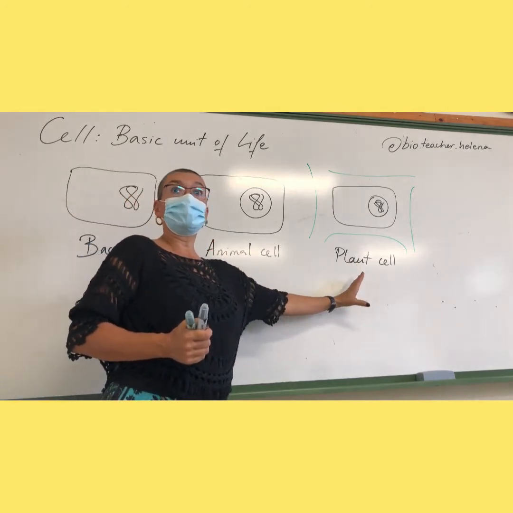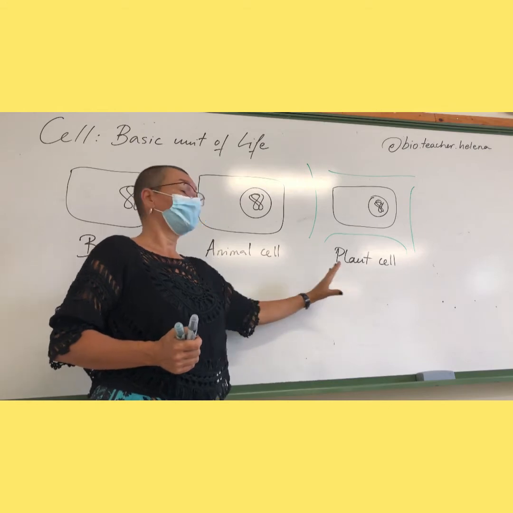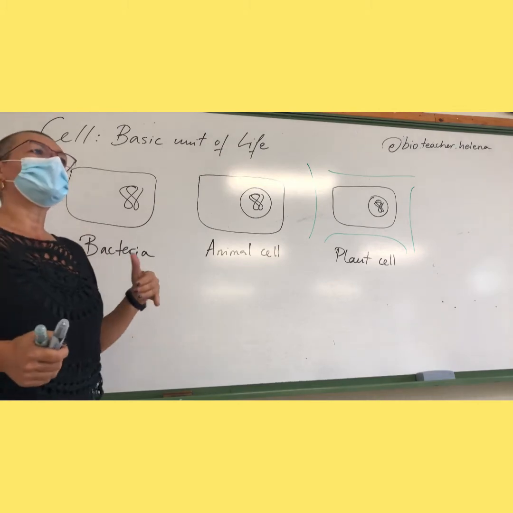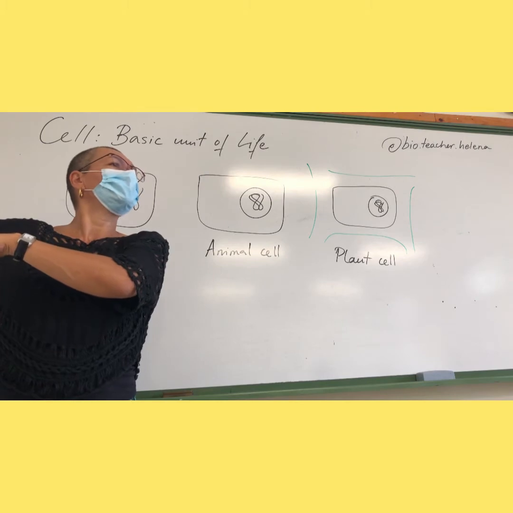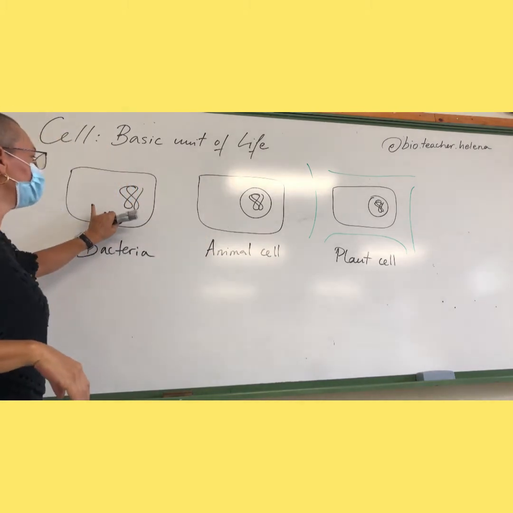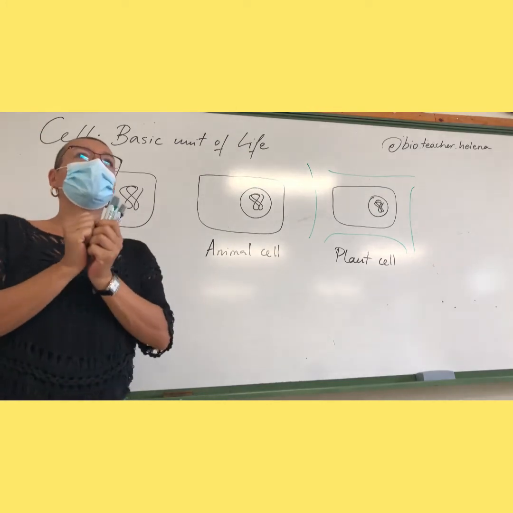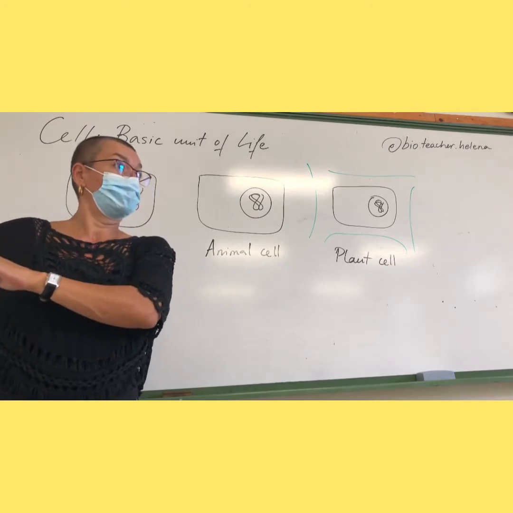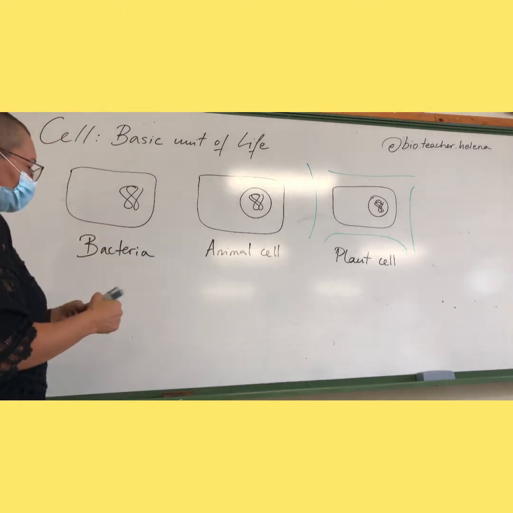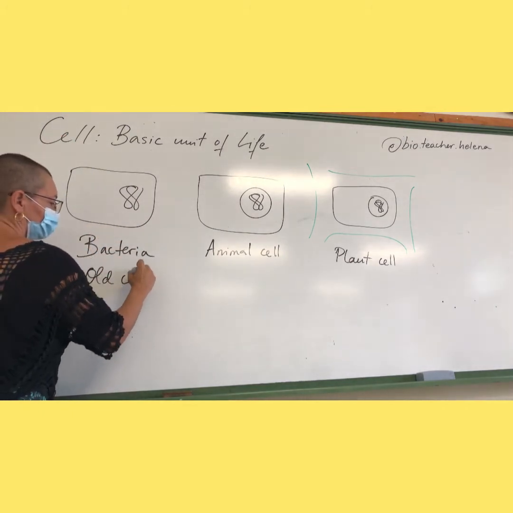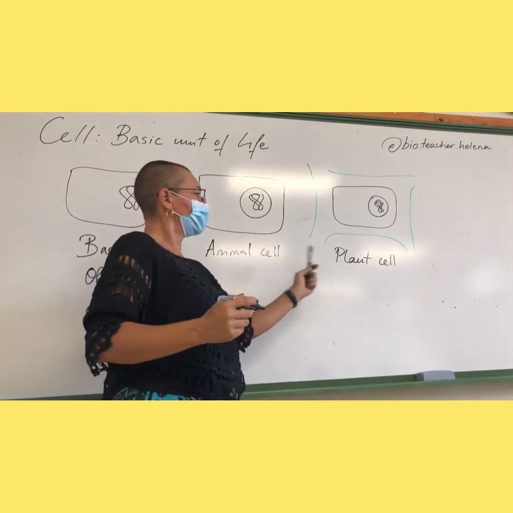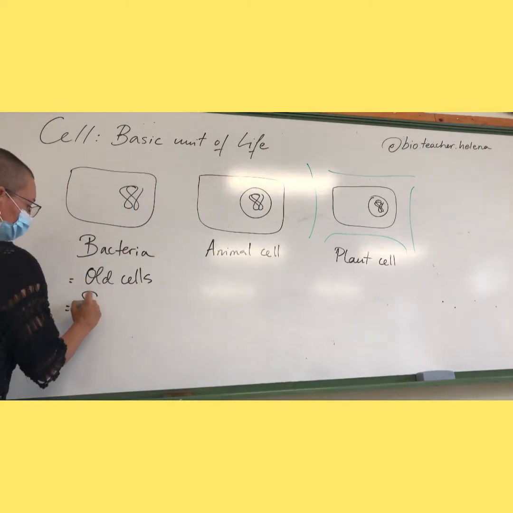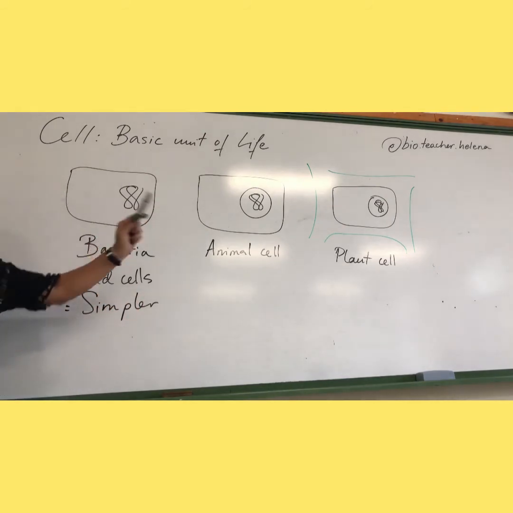So what can you see? Which one is more complex? Animal and plant cell. These 2 are more complex. So this one is more simple. The bacteria cell is very, very old. Bacteria cells were the first cells on the planet, many, many millions of years ago. So it's very old. These are much more recent. So this is an old cell, simpler than the others.